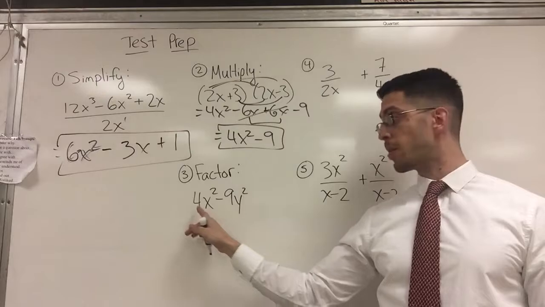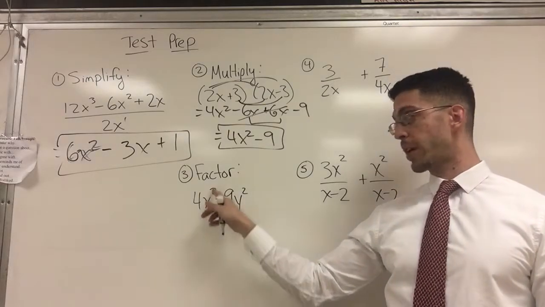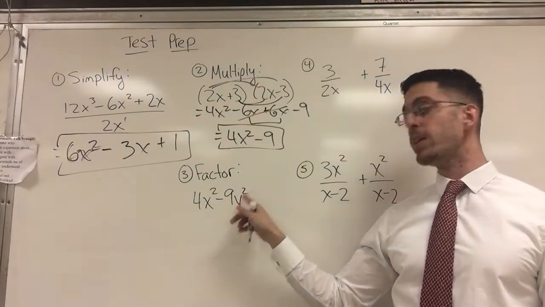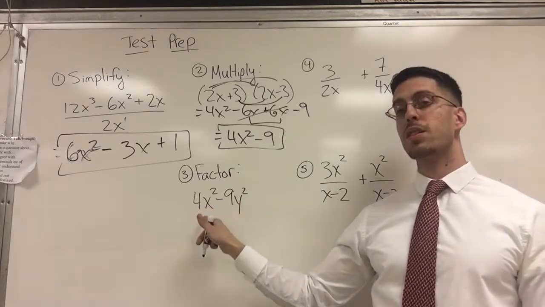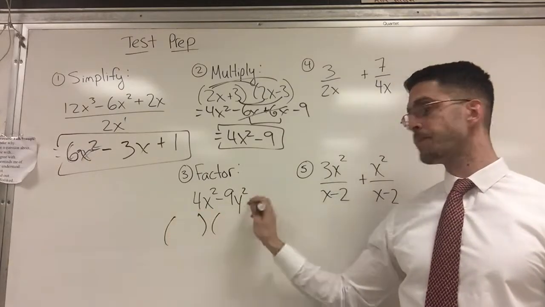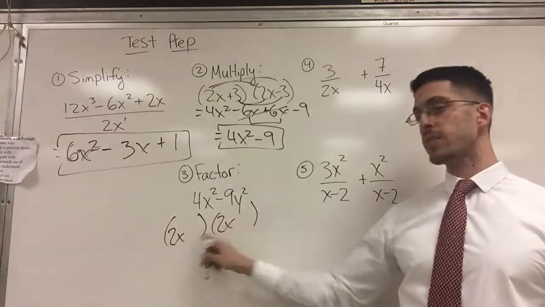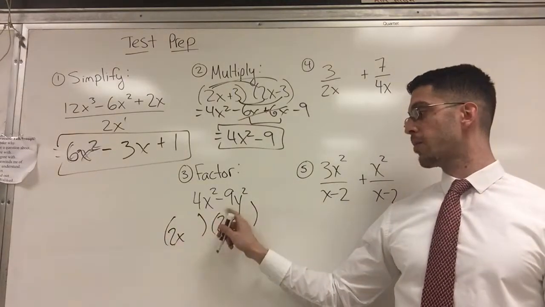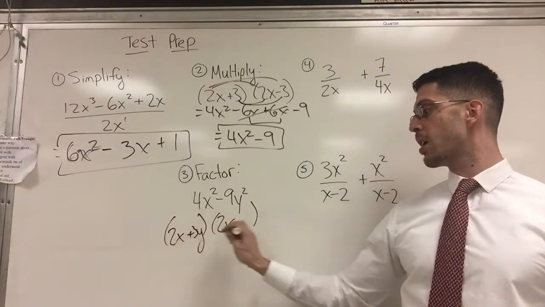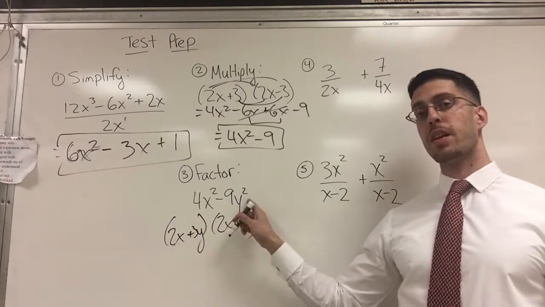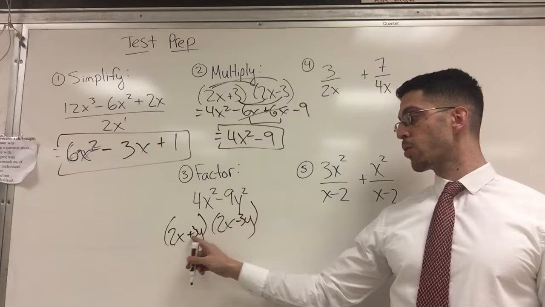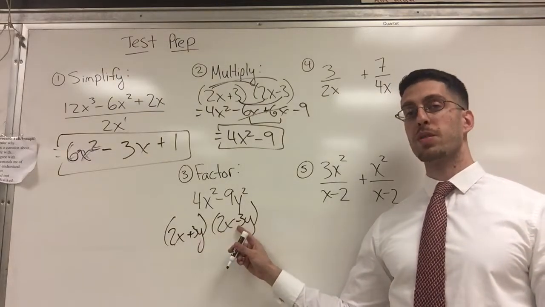And another thing is perfect square. X squared is a perfect square, 9 is a perfect square, y squared is a perfect square. So where did this come from? It came from two factors. It came from a 2x times a 2x to give me the 4x squared. It came from a plus 3y and a minus 3y to give me the negative 9y squared. And you're guaranteed that the two middle terms cancel out.